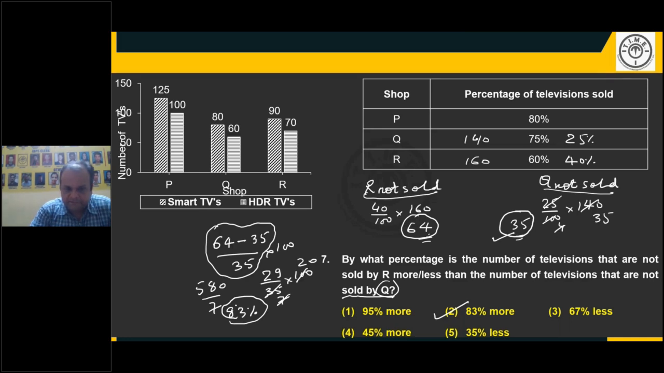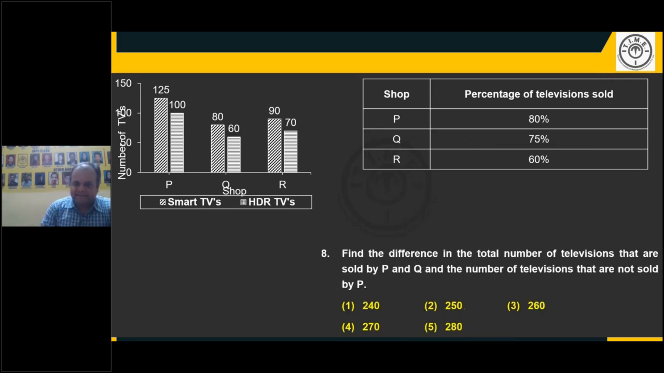Yes, sir. Thank you. All right, let's try this one. I want your answers now. We did two questions. Now you tell me the answer. What could be the answer? Understand the question and then answer. You have to find the difference between television sold by P and Q and the difference in the number of television not sold by P. This is an easy question. I hope everybody will get it.